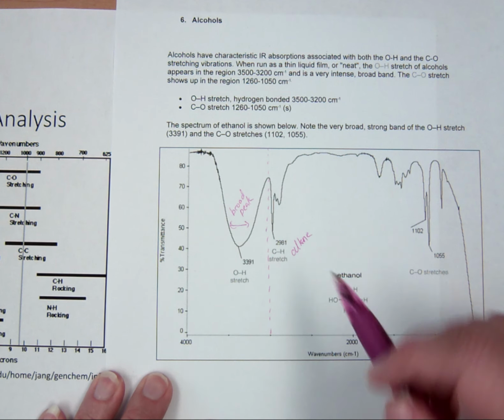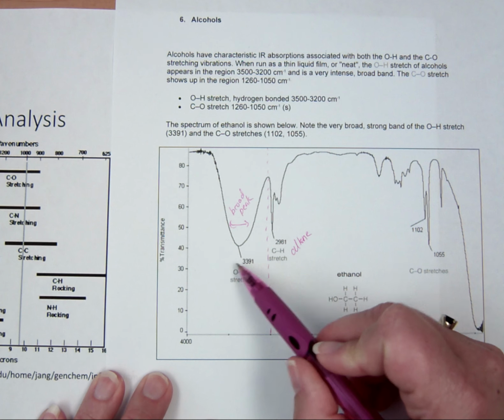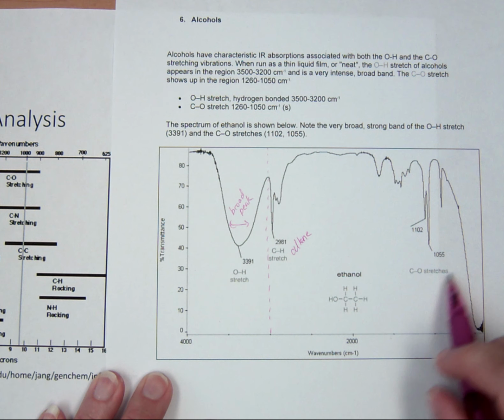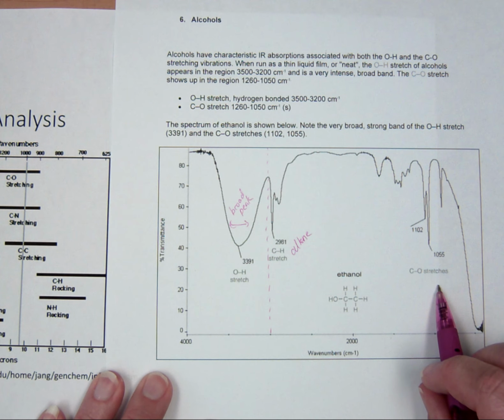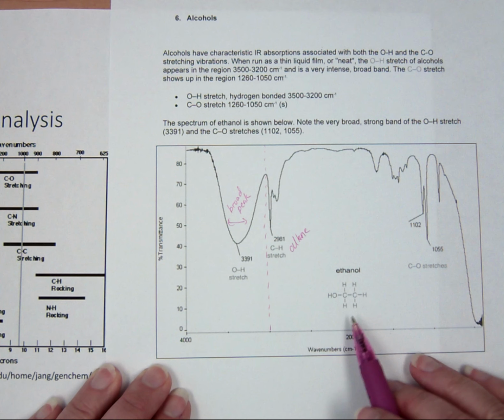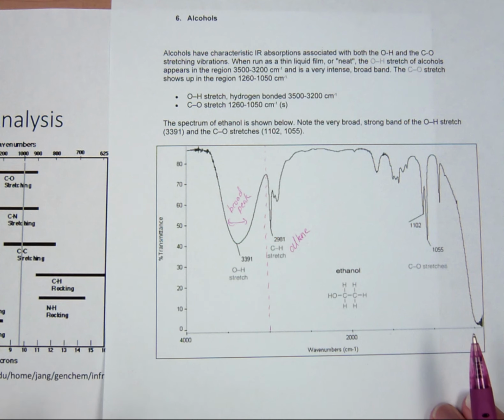So I would annotate my alkane, annotate my broad peak for my alcohol, and annotate that this is a carbon-oxygen stretch. And that would be sufficient for showing this is likely an ethanol structure.